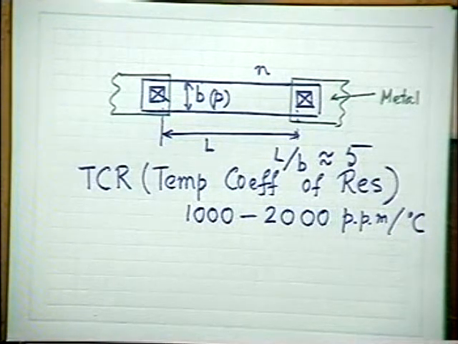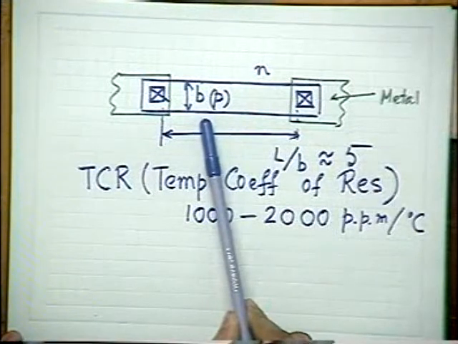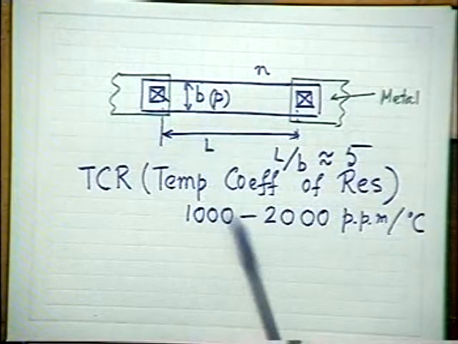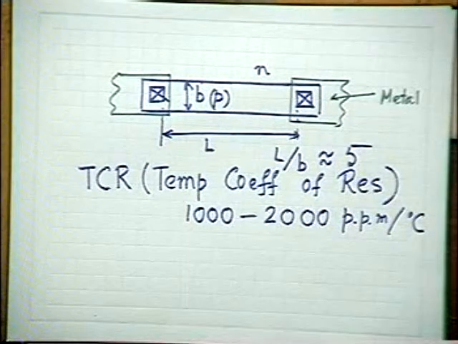If you are interested in realizing resistors of values of several hundreds of ohms, say around 500 ohms to several kilo ohms, maximum 10, 15, 20 kilo ohm, then it is wise to use base diffusion, because base diffusion has such a sheet resistance that it is suitable for realizing those ranges of resistors.